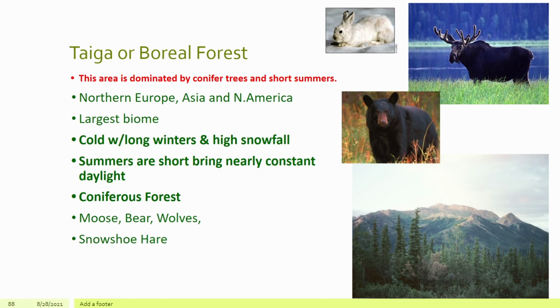Next, we have the taiga or boreal forest, and it's an area where you see a lot of conifer trees. It's areas of northern Europe, Asia, and North America where you might find a taiga or boreal forest. It's the largest biome. It is cold with long winters and high snowfall, but summers do exist, but they're short, and they have a lot of nearly constant daylight. So there's tons of coniferous forest in a taiga or boreal forest. This is the area where you find moose, bear, wolves, even the snowshoe hare.